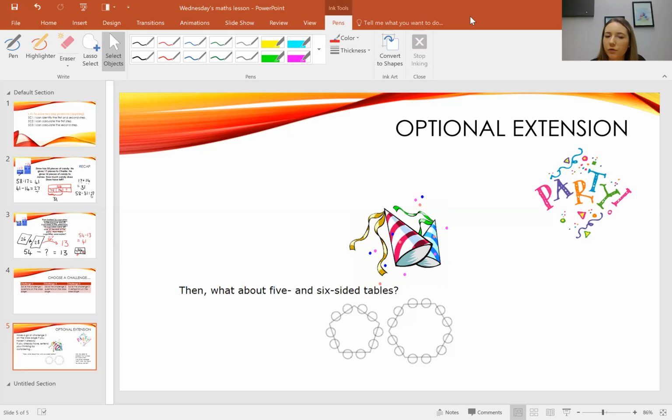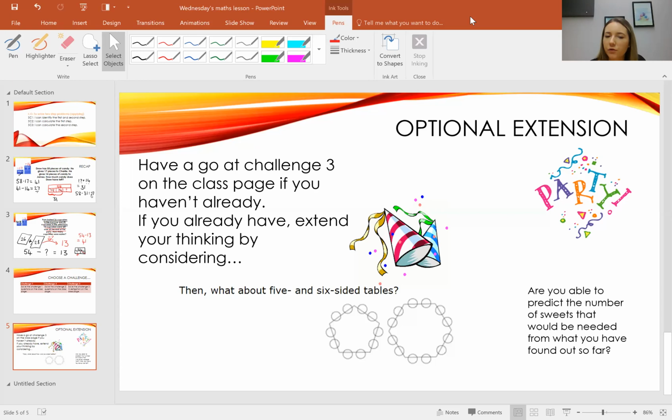If you would then like to have a go at the optional extension at the end, if you haven't had a go at challenge 3, then have a go at that as your extension, okay? But if you did do challenge 3 and you want to extend that even more, then have a think about 5- and 6-sided tables. And are you able to predict the number of sweets that would be needed from what you've found out so far? Are you able to predict what might happen with children sitting opposite each other or children sitting on the same side? Really have a think through that problem that your challenge is.